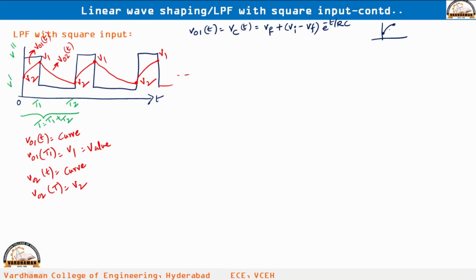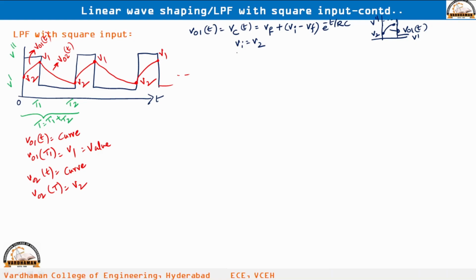So for this curve we are going to write the equation V01 of t. What is the peak value, what is the maximum value here? V double dash, it is V2. In this way we have taken, this is V dash. Now listen carefully, what is the V final, what is the V initial? Curve starts at, that means capacitor voltage starts at V2. You can see the waveform clearly, the output voltage or the capacitor voltage starts at V2, that means Vi is equal to V2.